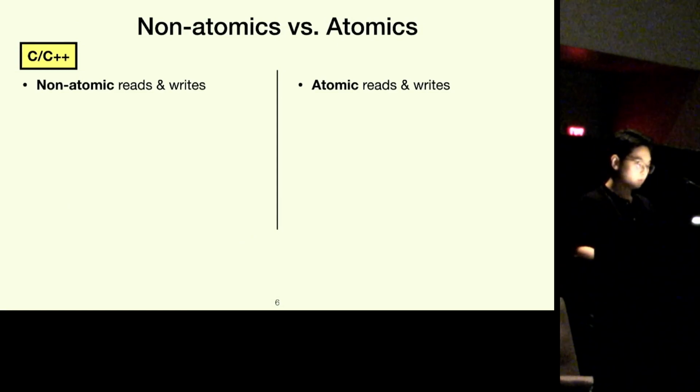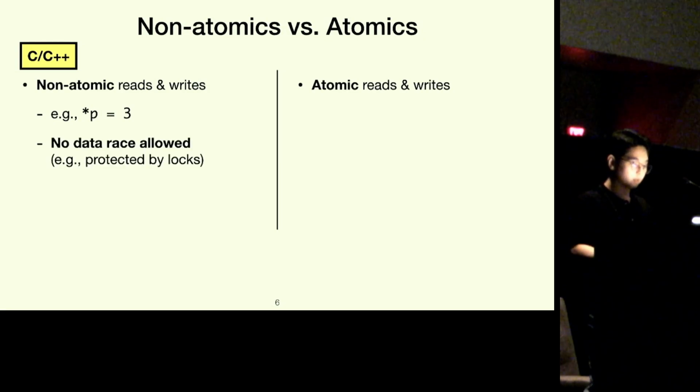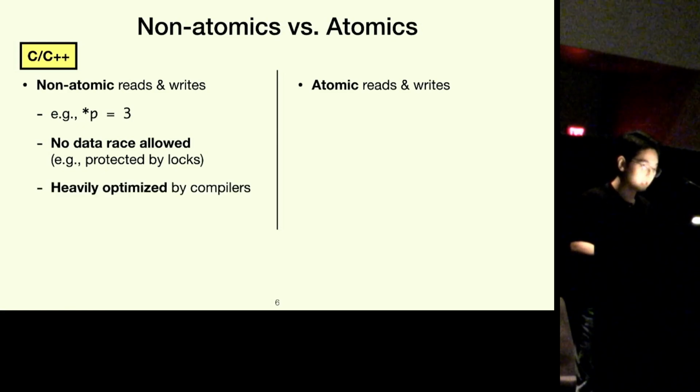In developing an in-order memory model, we target the C and C++ languages, where memory accesses are divided into two kinds. Typical memory accesses like pointer accesses are non-atomic. For these accesses, data races are not allowed, so programmers should avoid data races using, for example, locks. Also, non-atomic accesses are heavily optimized by compilers.